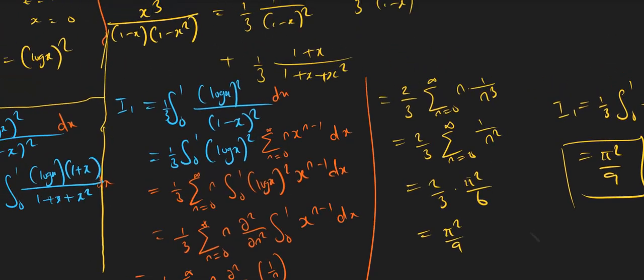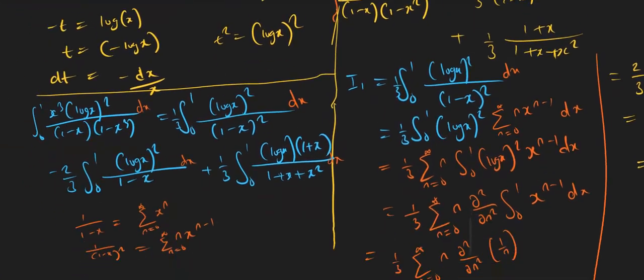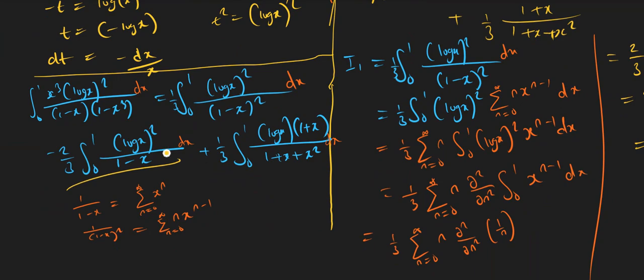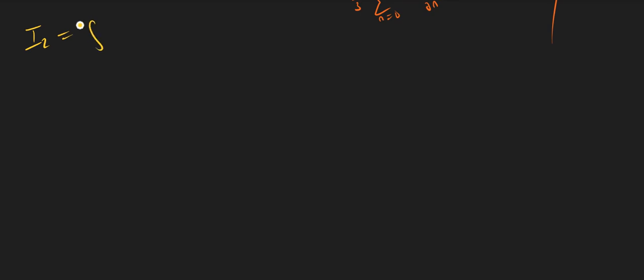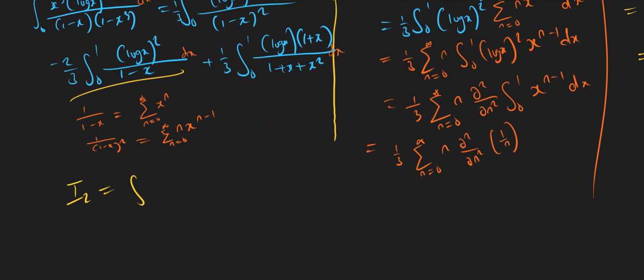So we are 1/3 done with the job. We need to find the second integral. Where is it? The second integral here. So let's come over here. So we need to evaluate I sub 2. Let me check. Negative, so let's say negative 2/3. I sub 2 is negative 2/3 of the integral from 0 to 1 of logarithm of x to the second power, all divided by 1 minus x.